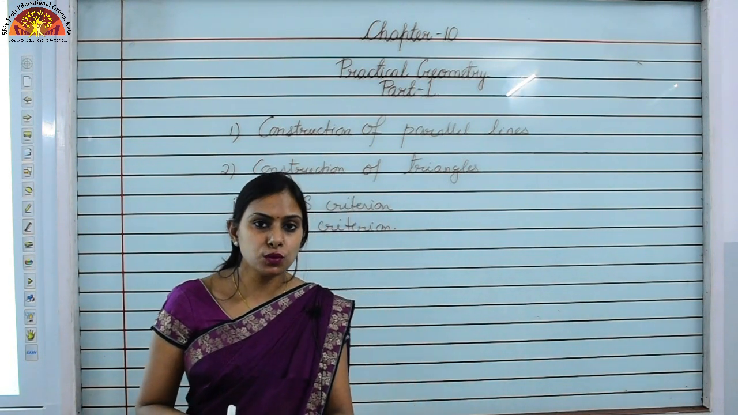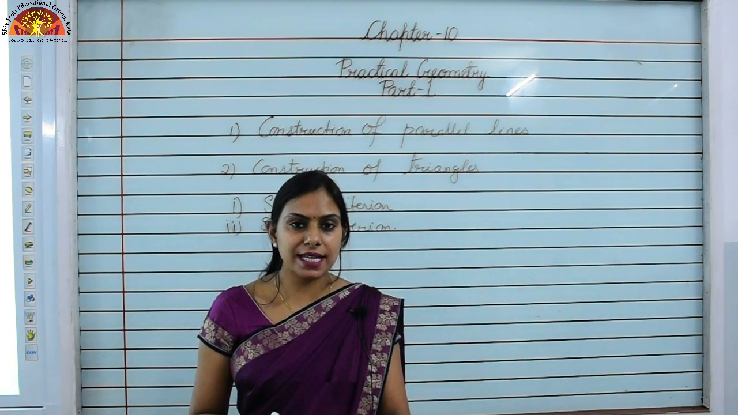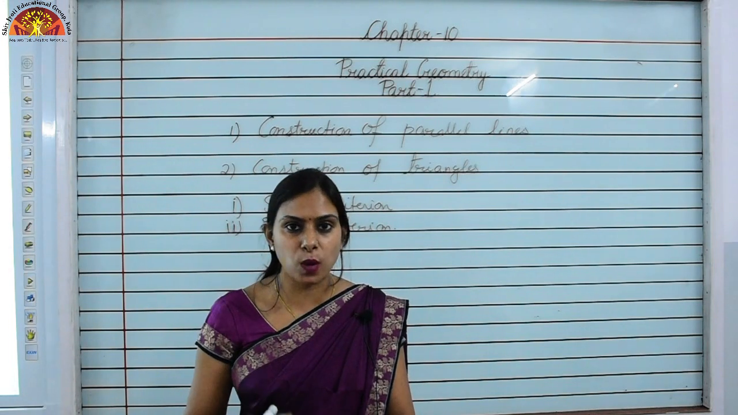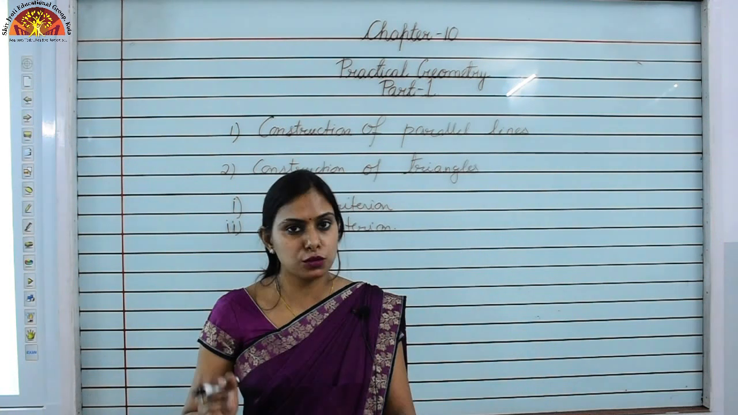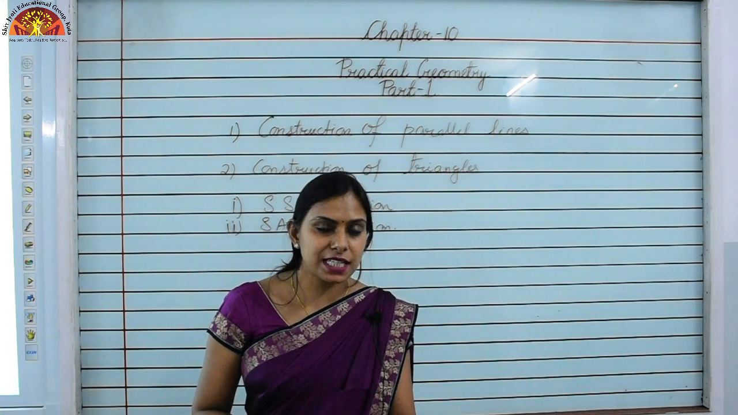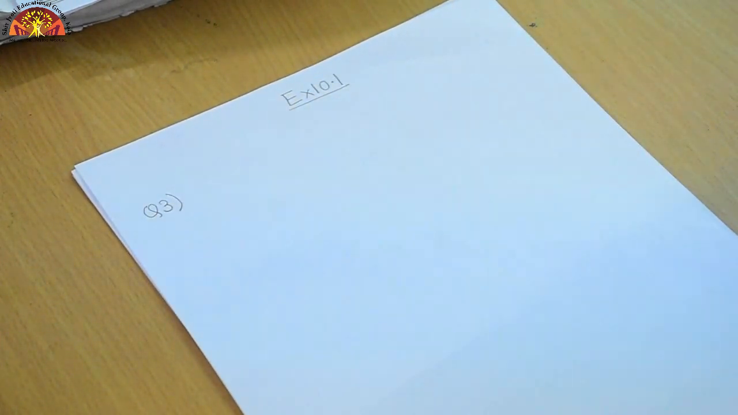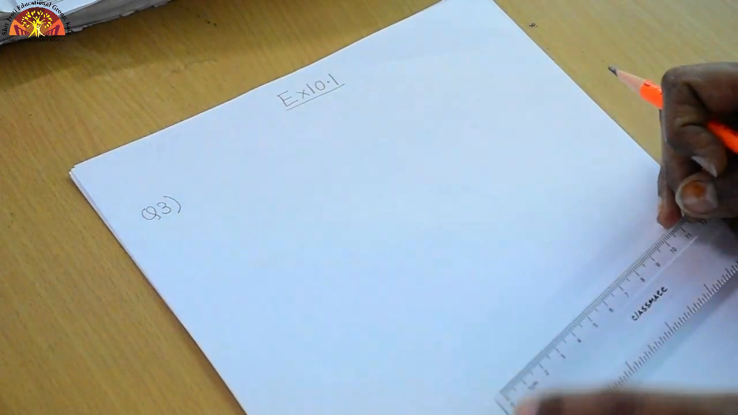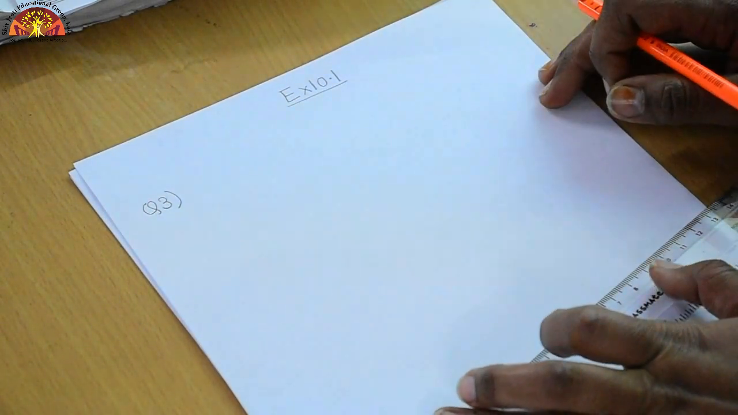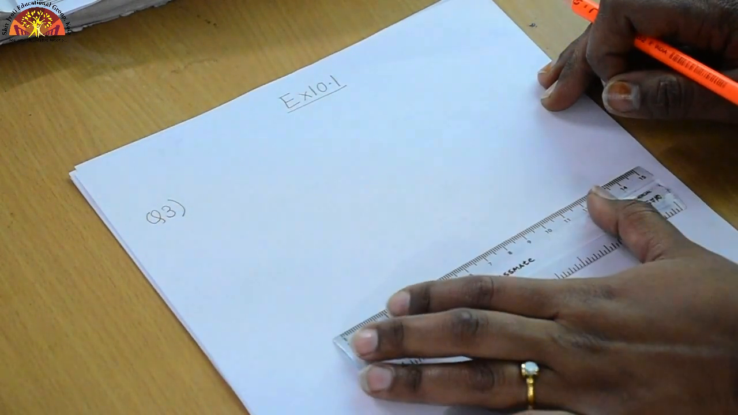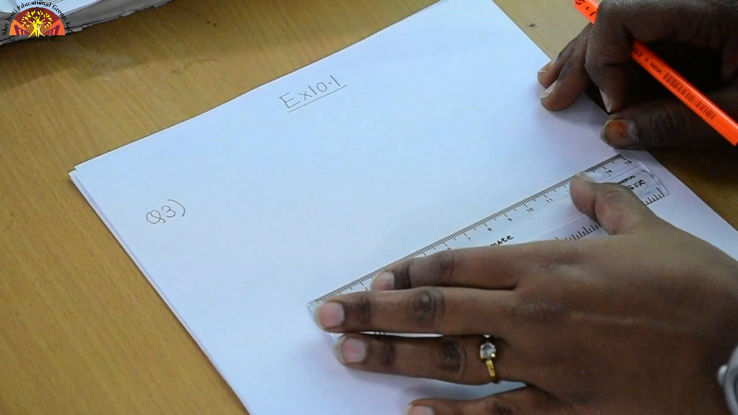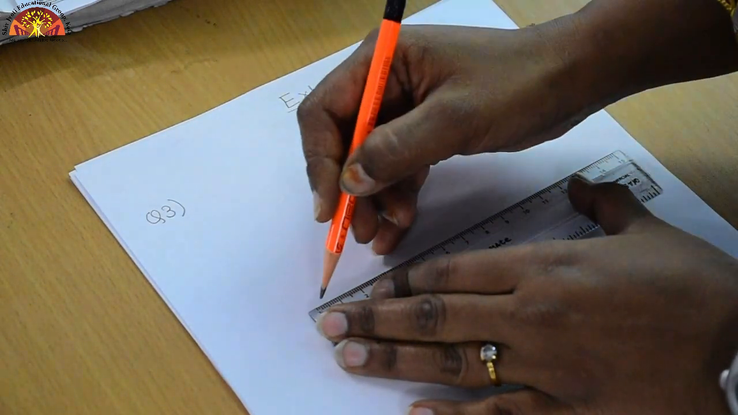So children, what you have to do? You have to do the construction of parallel lines as you have just done in question number 1, and then draw a line parallel to PQ, that is RS. So I will show you this construction on paper. Now see children, exercise 10.1 question number 3. Now we'll start with the construction. So first step is to draw a line L and take a point P outside of L. So first of all, you will draw a line L.